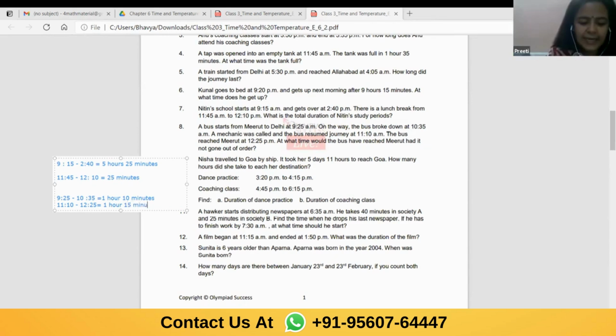Thank you. Excellent. Okay. That means actually the bus takes 2 hours and 25 minutes if you want to do a journey from Meerut to Delhi. Now in between the bus broke down. So how much time was wasted? Now calculate the time that was wasted.